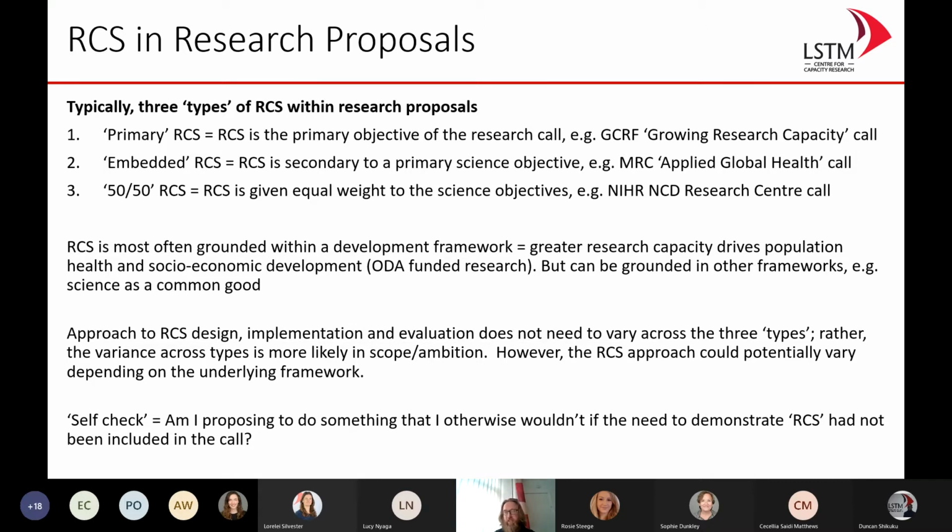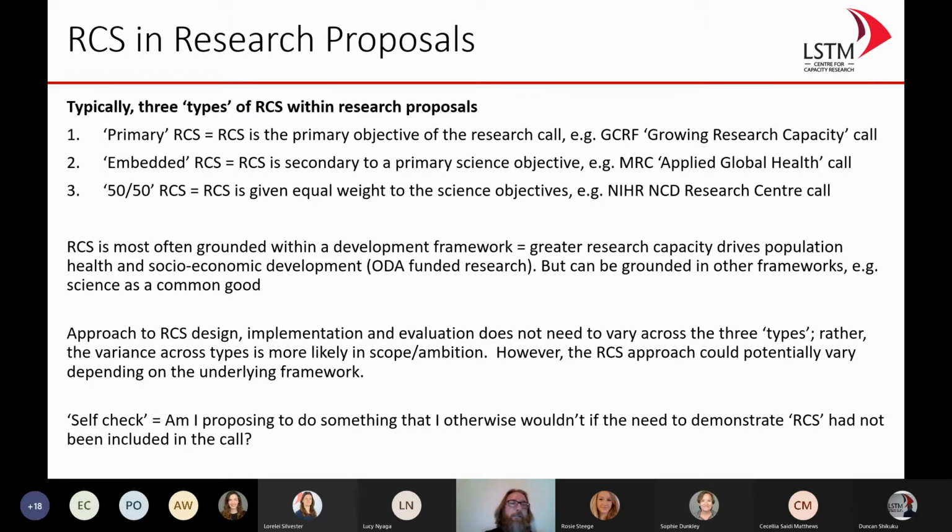A good example of this is the GCRF funding program, and a great example within that is the Growing Research Capacity call. The second type, and probably the most common, is what we would call an embedded research capacity strengthening process. Embedded research capacity is probably the most common form of RCS within a research call. And here RCS is important, but it's typically secondary to a primary scientific objective. The MRC applied global health call would be one example of this, but there are many others.